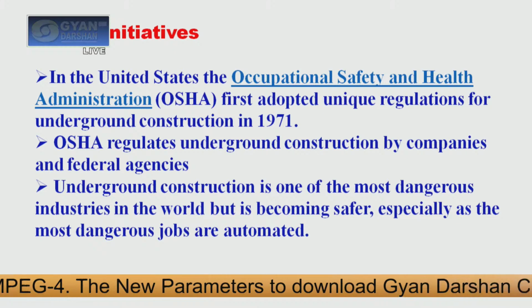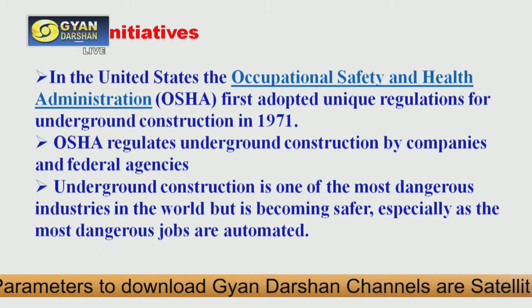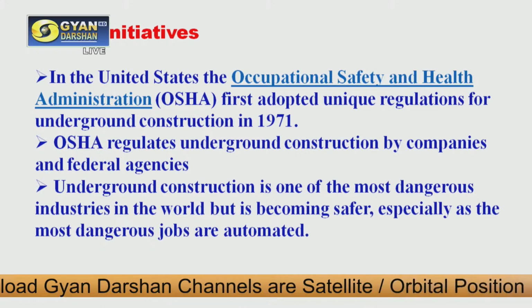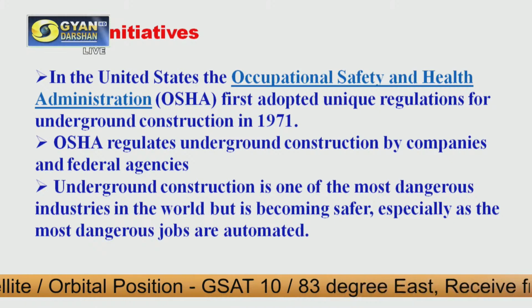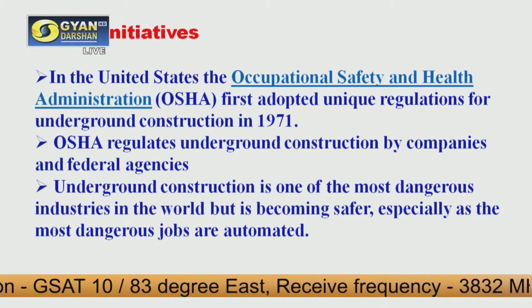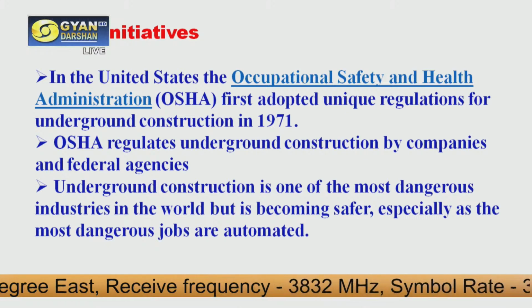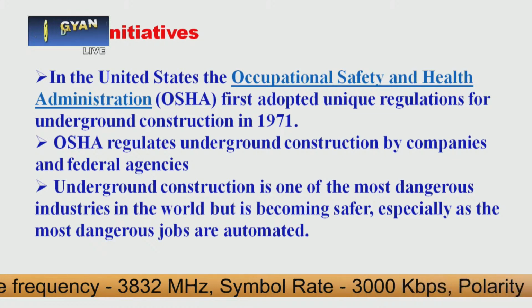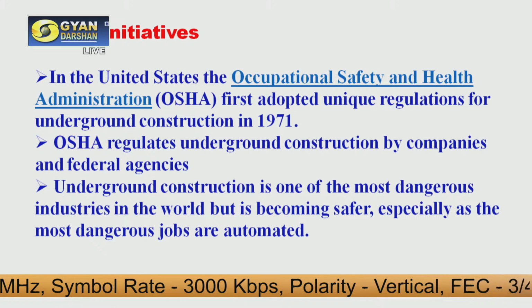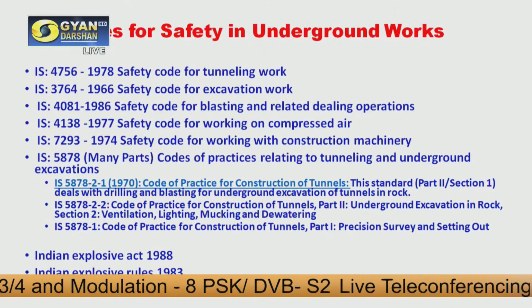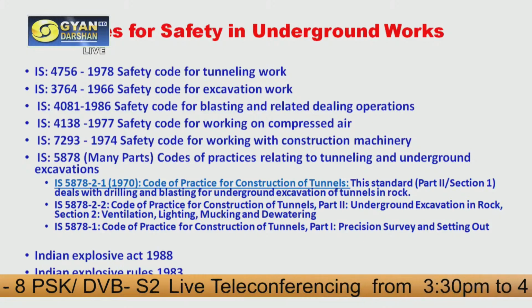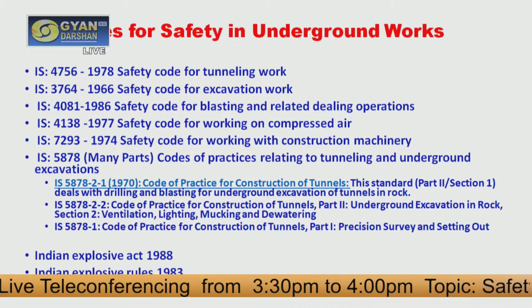Underground construction is one of the most dangerous industries in the world, but now it is becoming safer, especially as the most dangerous jobs are now automated. Because now automatic machines are doing the work which was done earlier by human labor. Because of the introduction of automatic machines, underground work is being made a little bit safer. Then in our country, Indian Standards have been published, which provide guidelines to make the underground work safe.